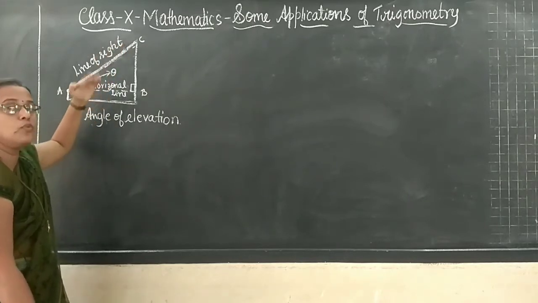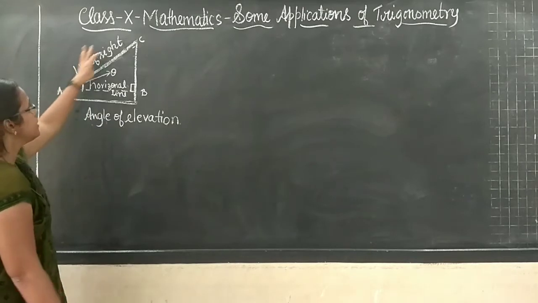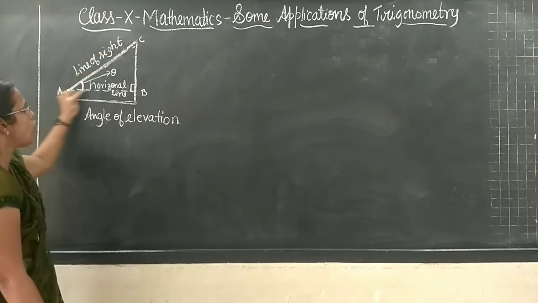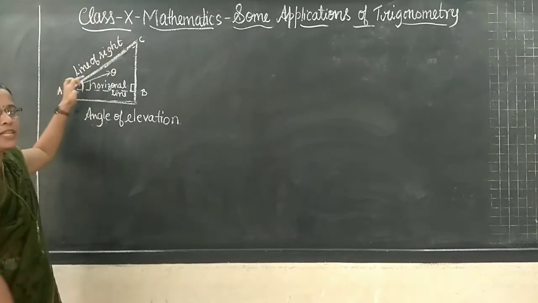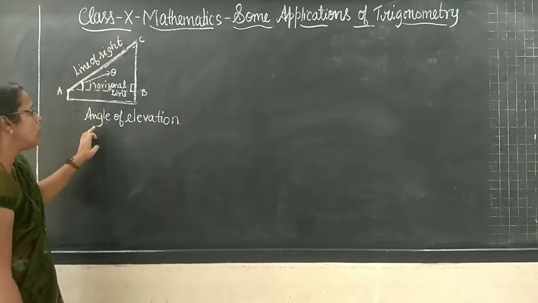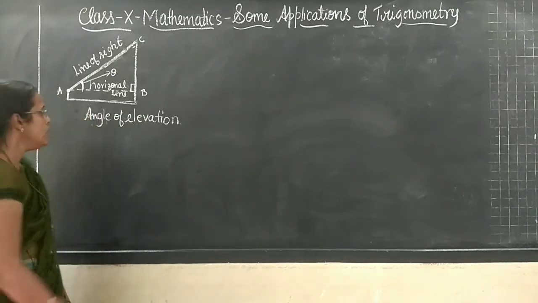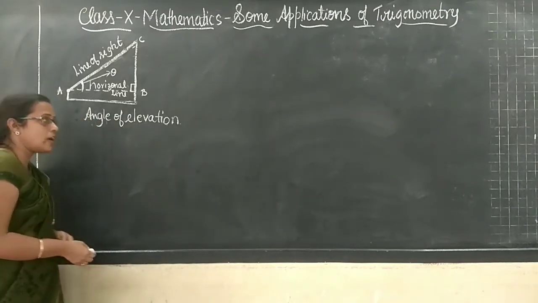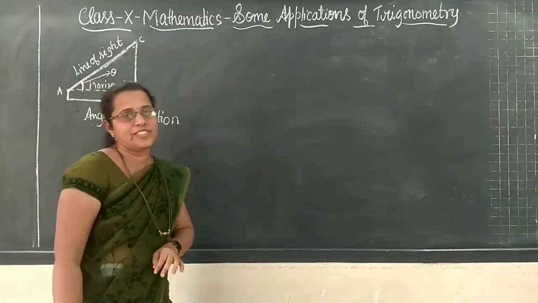How our eyesight moves with respect to the horizontal level, that line is called the line of sight. So this is called the horizontal line. The horizontal line and the line of sight make an angle. That angle is called the angle of elevation. Okay, children. So if I see about angle of elevation, I also should know about angle of depression.